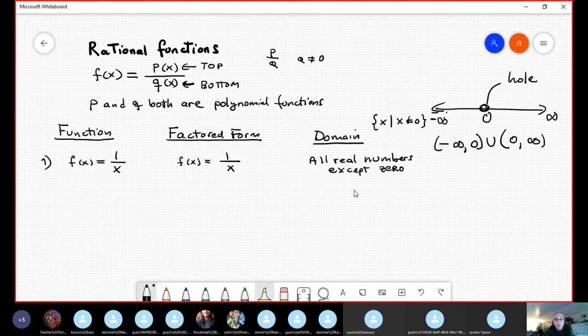Okay, so the domain is that part, and that part. But not 0. This interval represents that piece. This interval represents this piece. So, two intervals separately. Okay, you know, we connect them by this symbol that indicates union. Everyone follow me so far? Easy example.